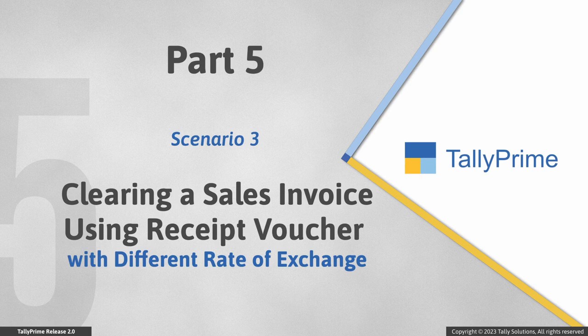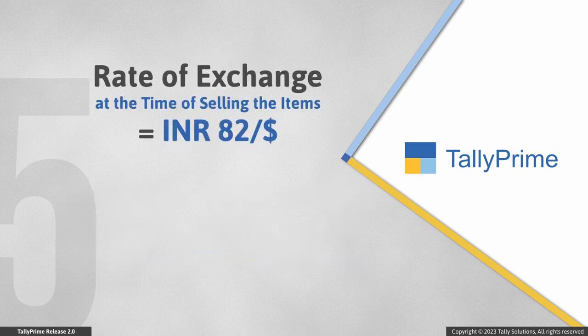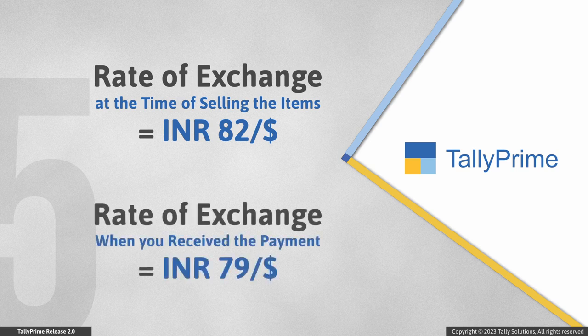Now, let's see what happens when you clear a sales invoice with a receipt voucher with rate of exchange different than the one used in the invoice. You may sell a set of items when the rate of exchange is 82, but when you receive the payment from the party, the rate of exchange might have changed. Let's consider that you sold an item when the rate of exchange was 82 and received the payment when it changed to 79. Let's see how it works.